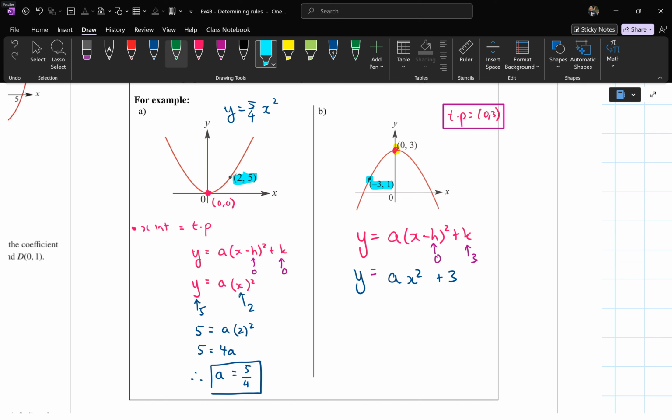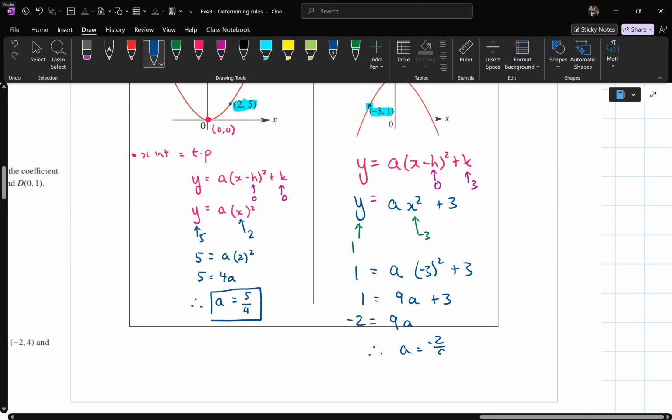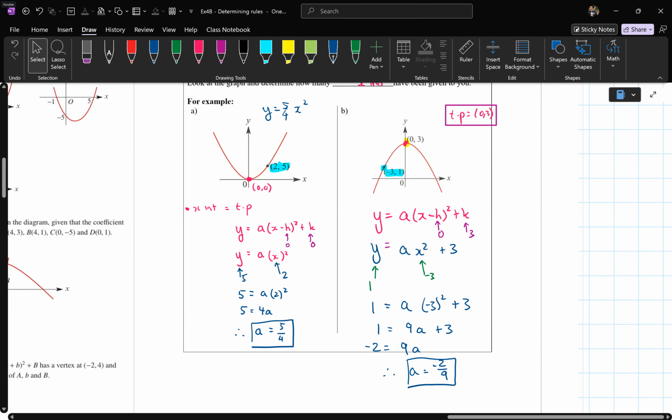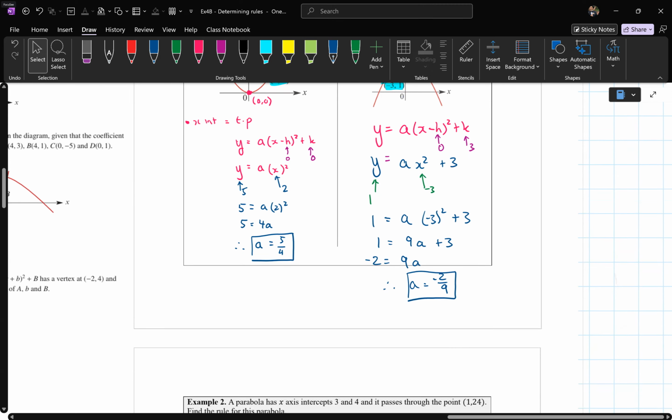So, by the same idea, that means when x is negative 3, y needs to be 1. So my equation is 1 is equal to a times negative 3 squared plus 3. 9a plus 3 is equal to 1. Subtract 3 on both sides, you get negative 2. And a must then be negative 2 on 9. Which confirms the shape of the graph. It's inverted. A is a dilation with a reflection. Does that make sense? Flip over to the next page.